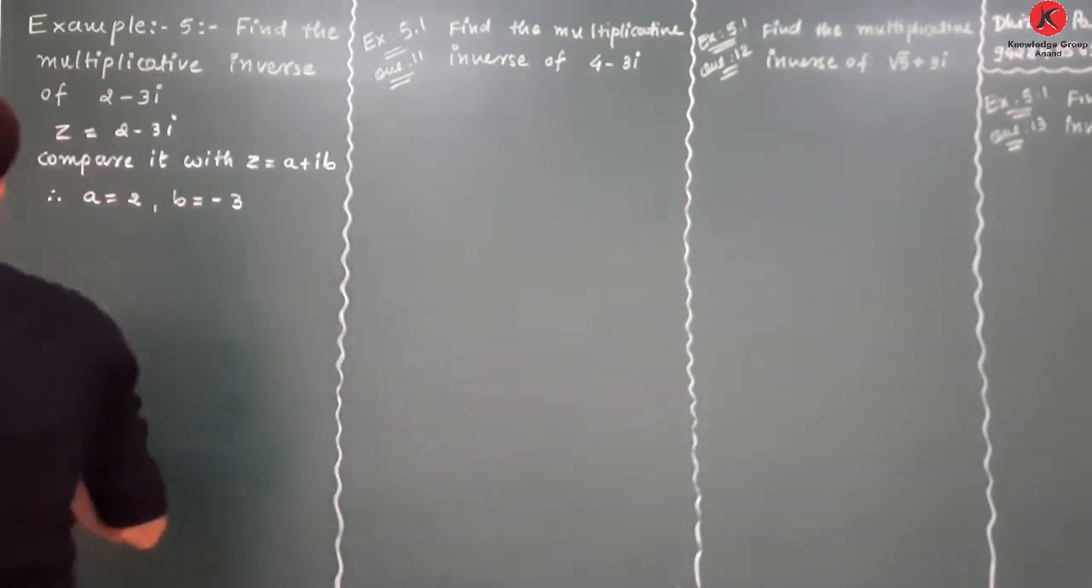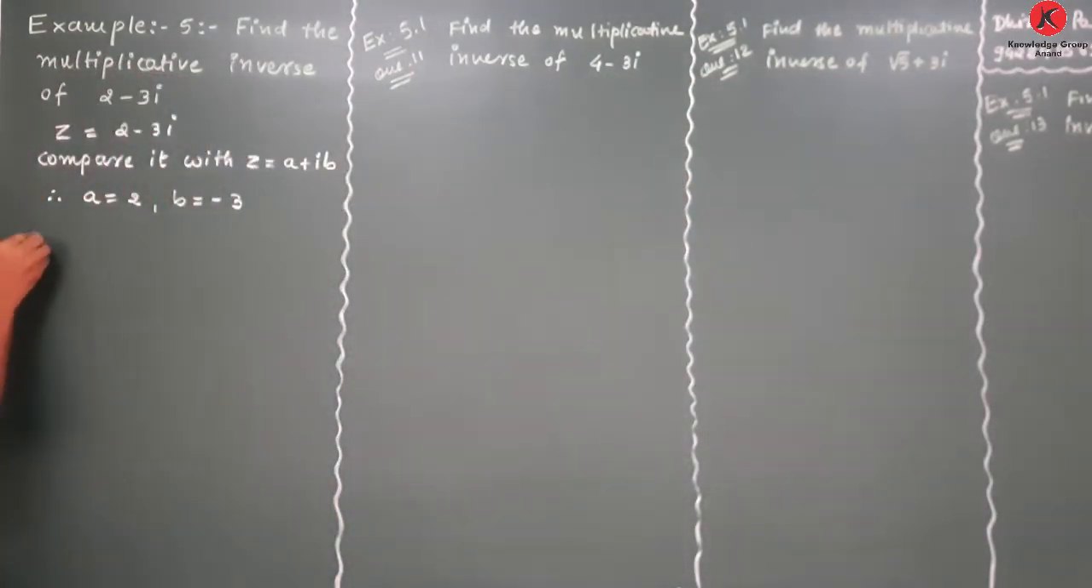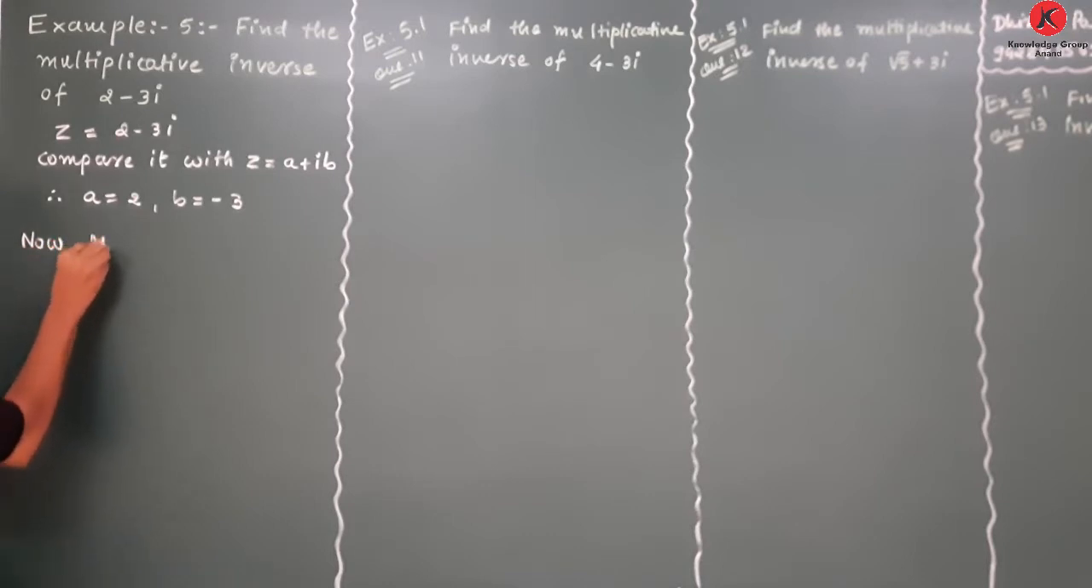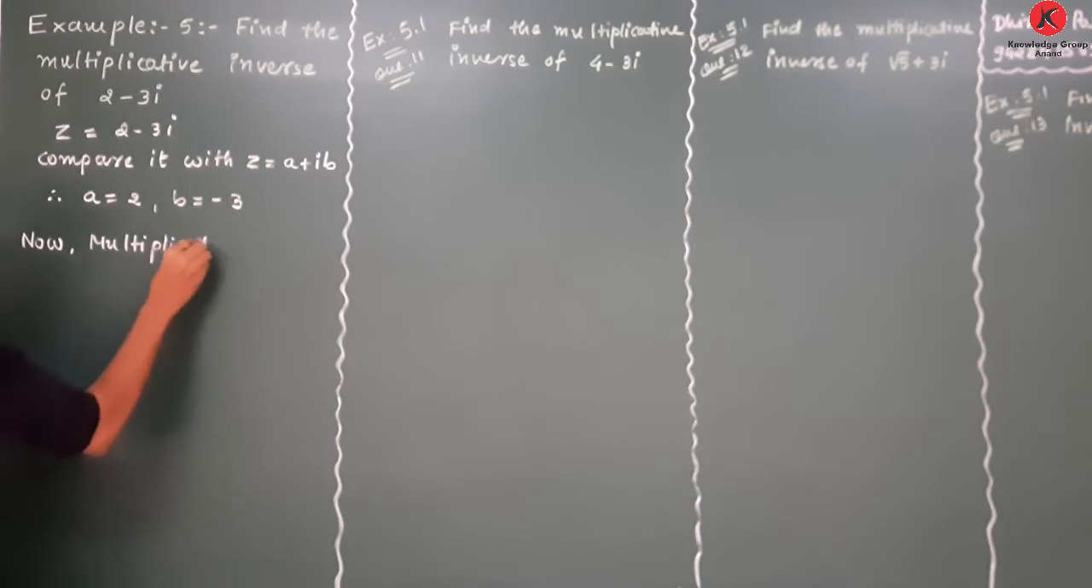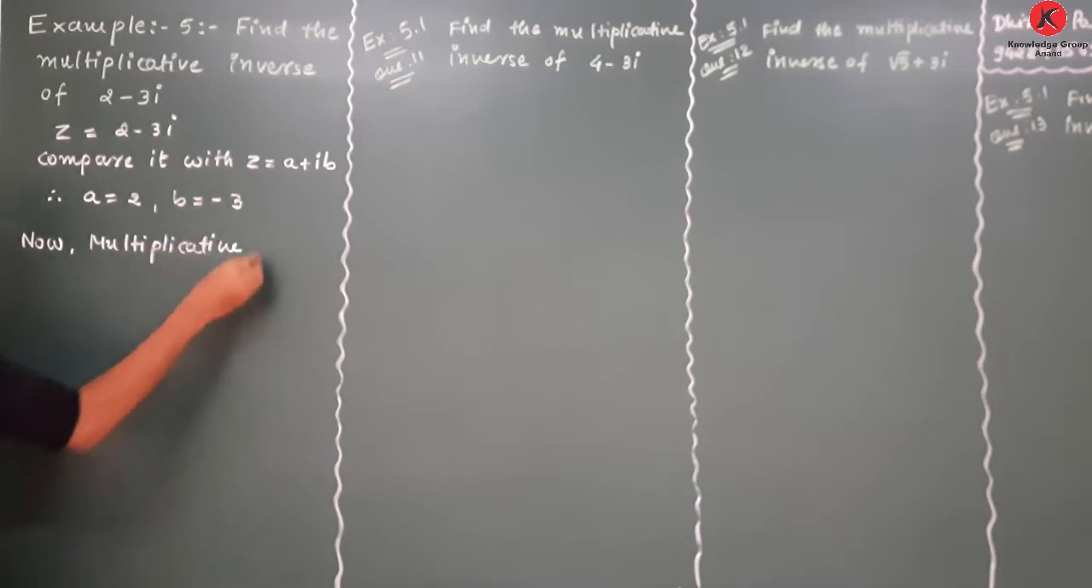Now we want the multiplicative inverse of Z.